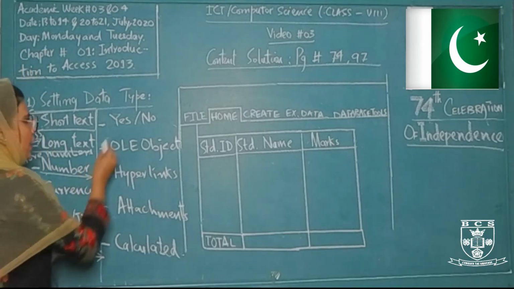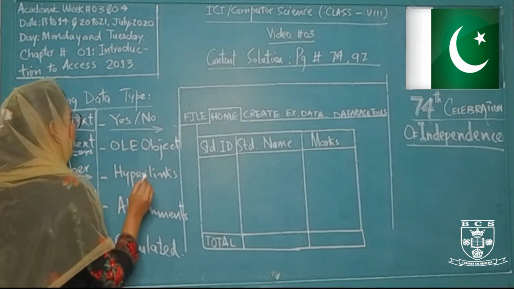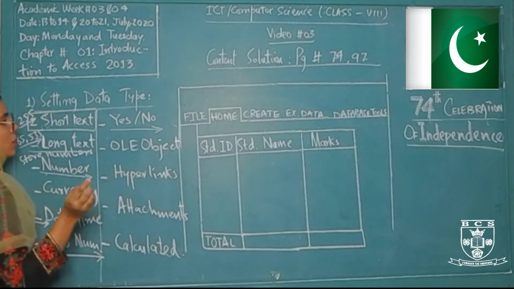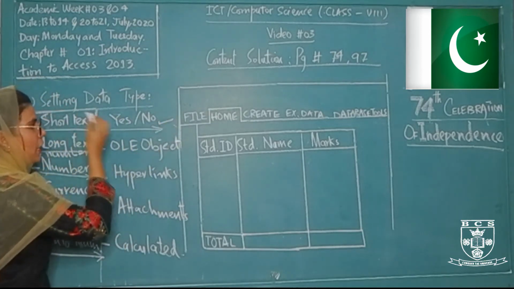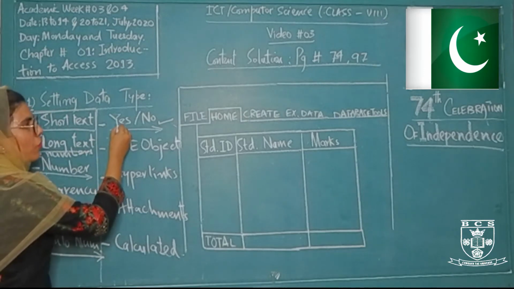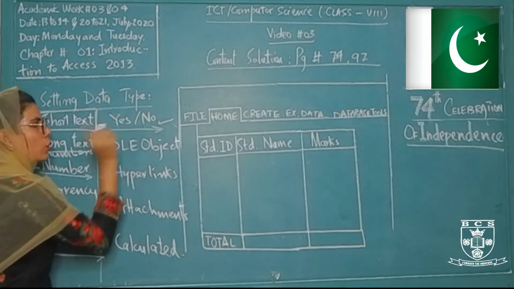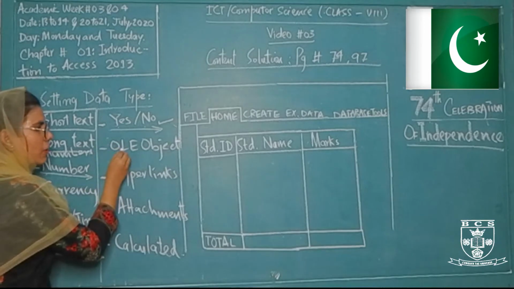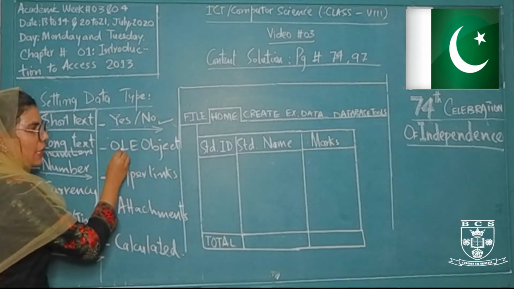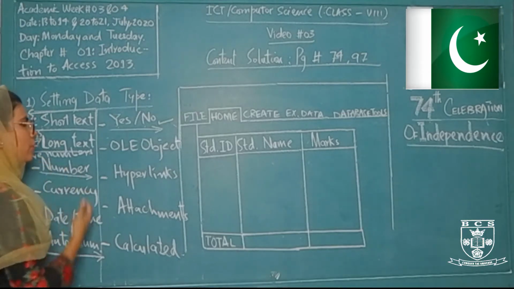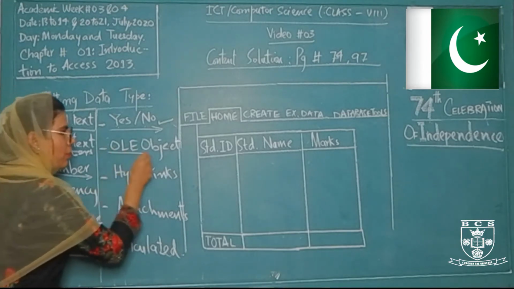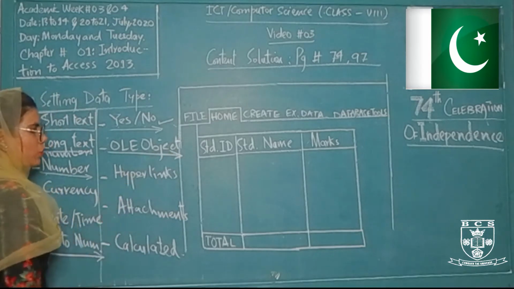After that, there is a category of yes or no. This is a really very simple category. There are only two options. If you assign this data type to your field, your data will be in the form of yes or no, meaning from the two you can select only one. Then OLE object. OLE object means any Excel worksheet or any Word document that we want to insert in our table, we will insert it with the help of this OLE object data type.